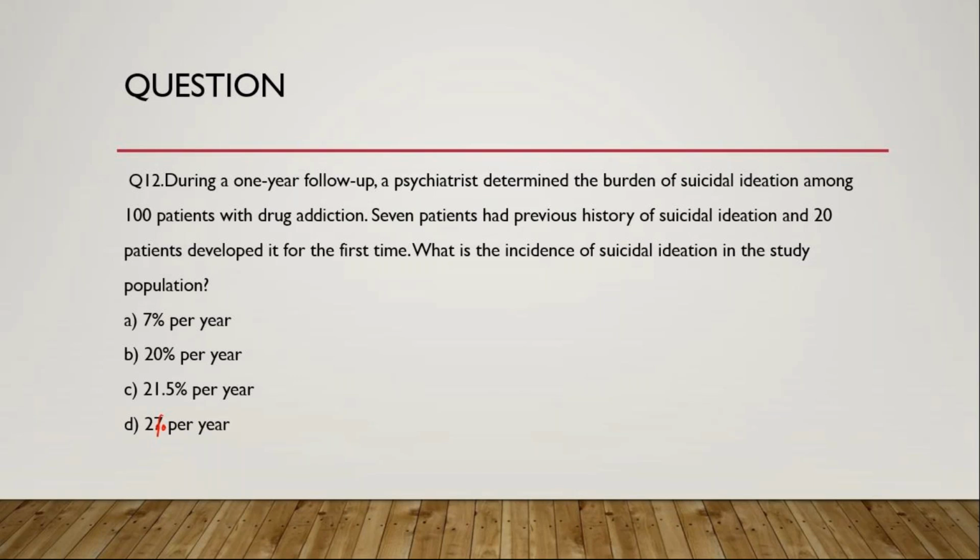I think it's 2% per year. Option D is 2% per year? No, that is not the option, it is 27%. There is no option of 2% per year.